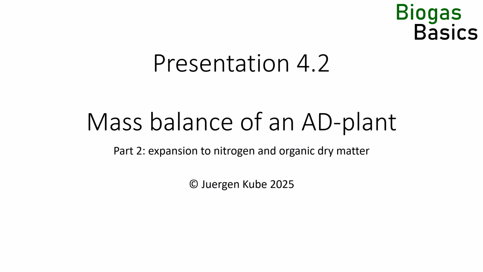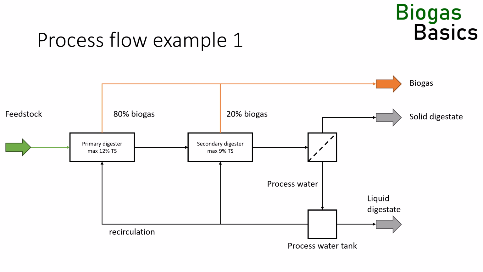This is part 2 in the mini-series about the mass balance of a biogas plant. The first part described the fresh matter and dry matter mass balance of a plant with known and constant biogas yields. In the second part of this mini-series, I will extend the mass balance to organic dry matter and nitrogen. We reuse example 1 of the previous presentation.